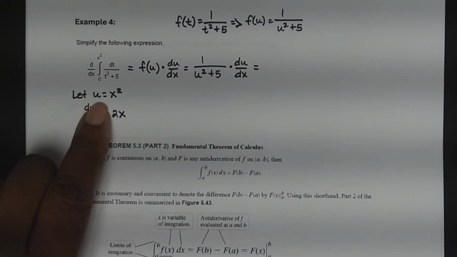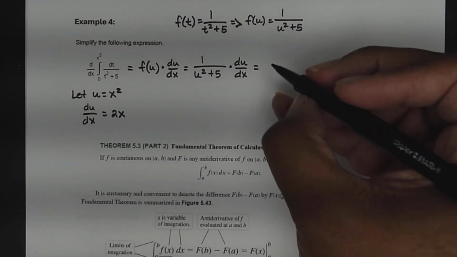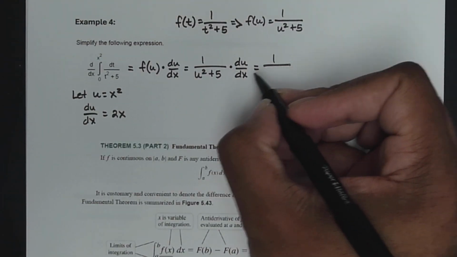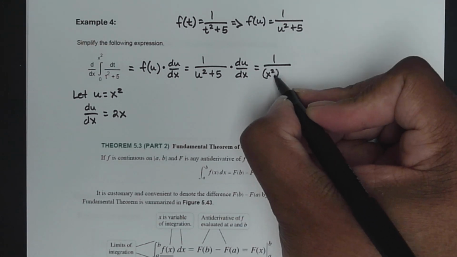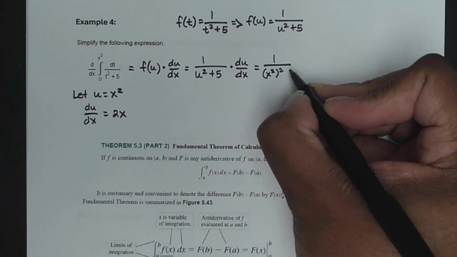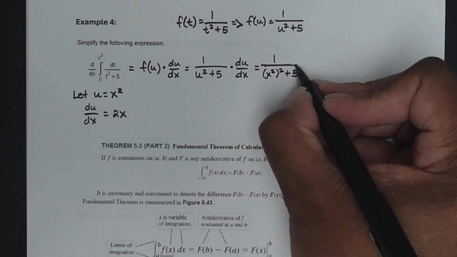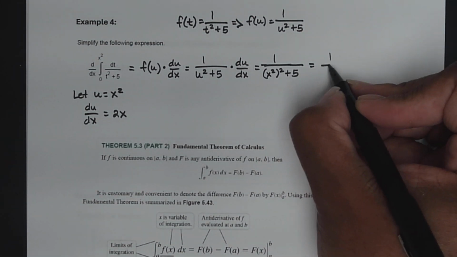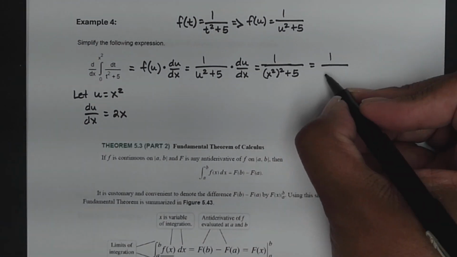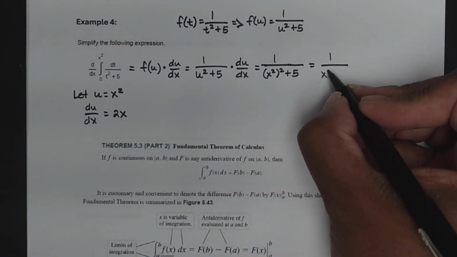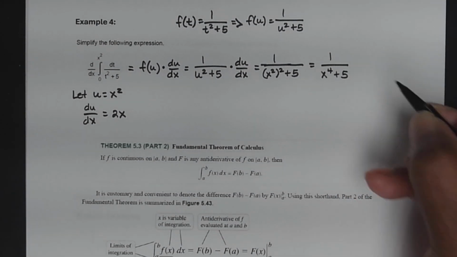Now, I let u equal x squared, so I'm going to put this in terms of x. So I'm going to have 1 over, that u will be x squared, so I have x squared, but here I got this exponent of 2, so that's going to be squared, plus 5. And of course, this ends up being 1 over x squared, and I squared. Well, if I raise a power to a power, I multiply my exponent, so it'll be x to the 4th plus 5.